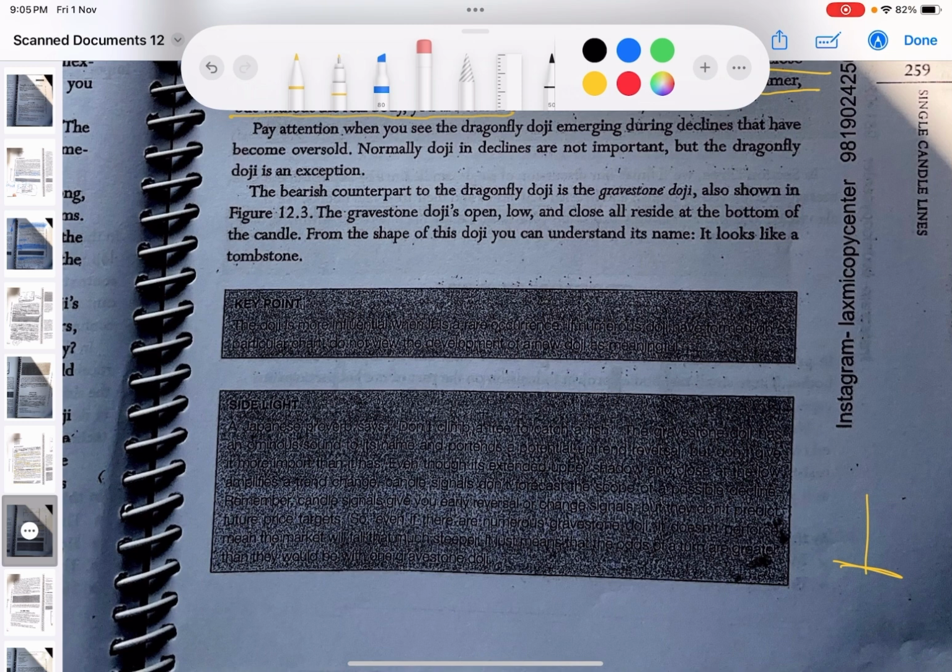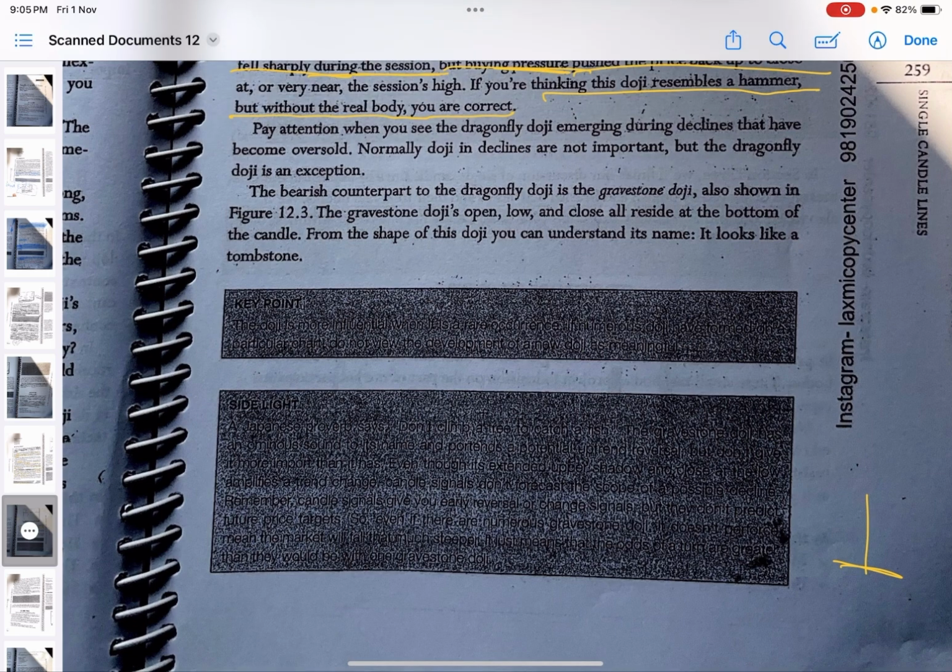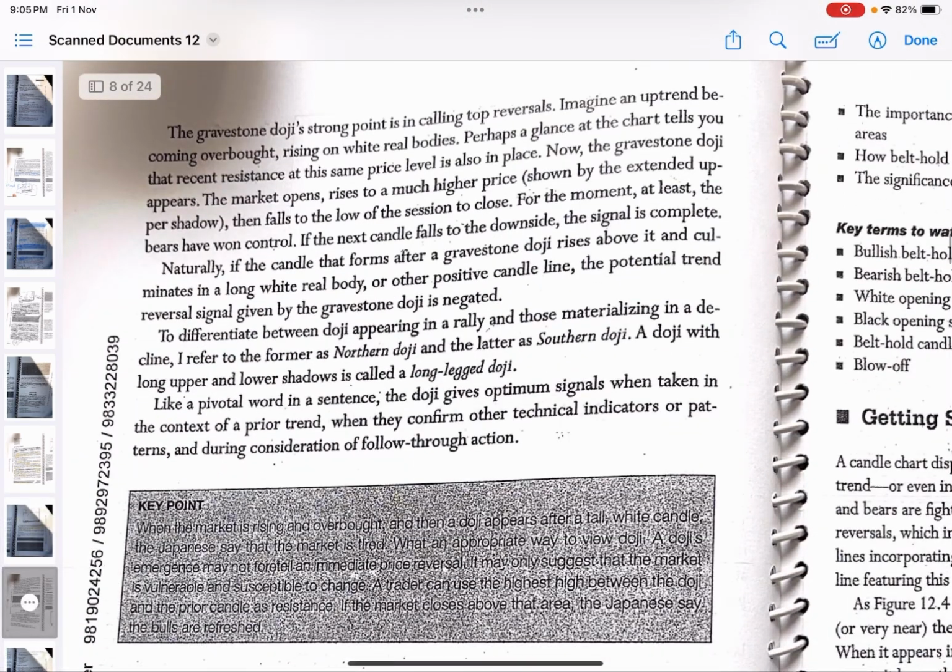The gravestone doji has an ominous sound to its name and portends a potential uptrend reversal. But don't give it more importance than it really has. Okay, moving on, the gravestone doji.